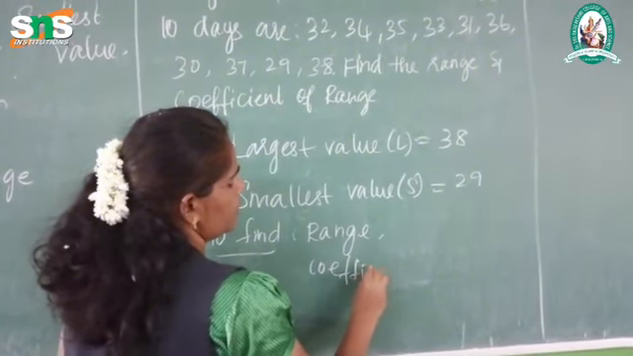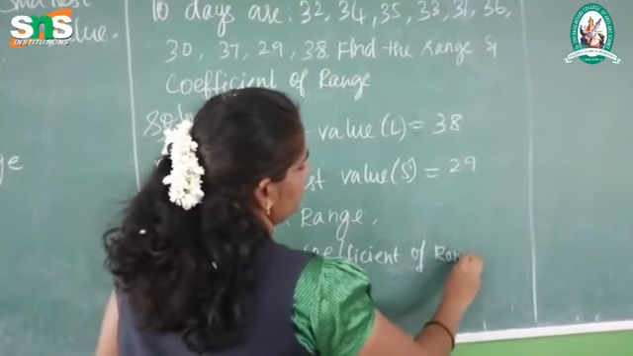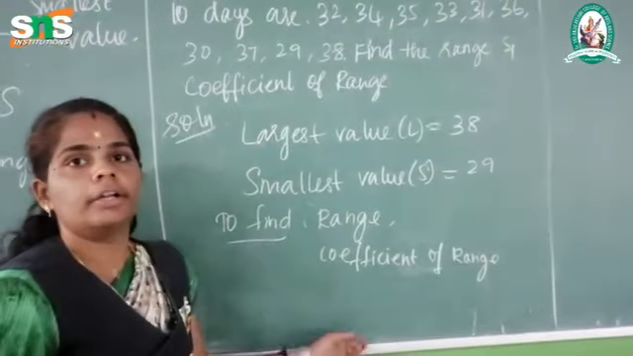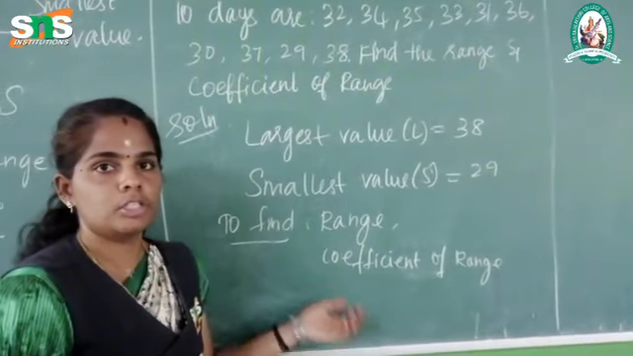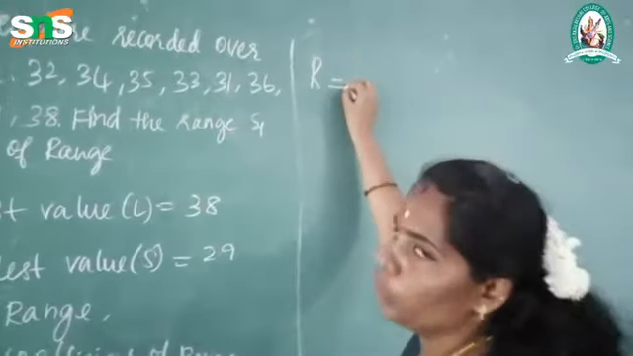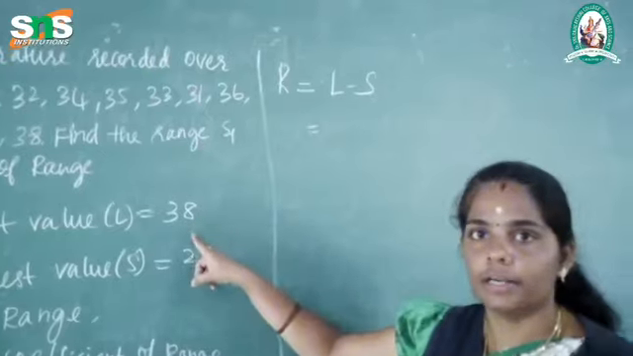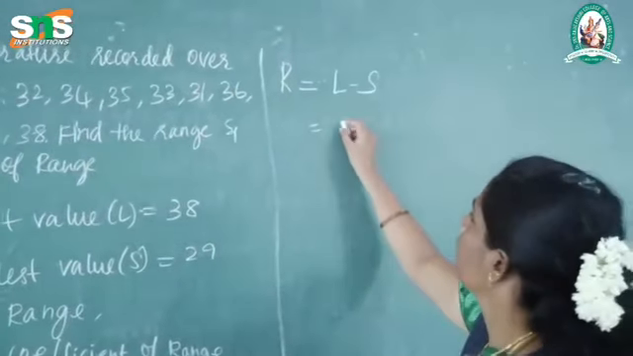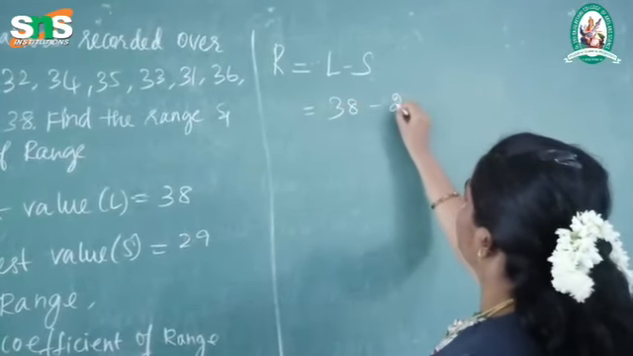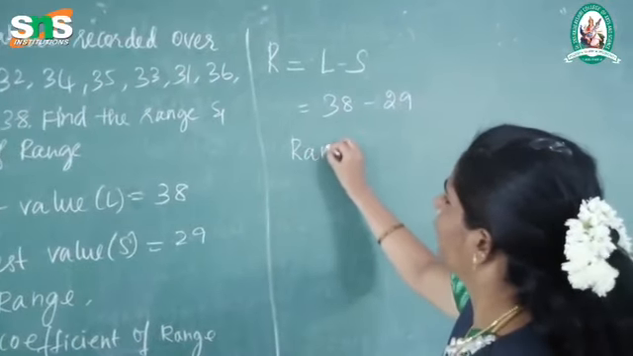We have to find the value of range as well as the coefficient of range. We already know that the range can be calculated as the difference of the largest and the smallest value. So R is equal to L minus S. That is, here the largest value is 38 and my smallest value is 29. So 38 minus 29. If I subtract it, I will get my range value as 9.